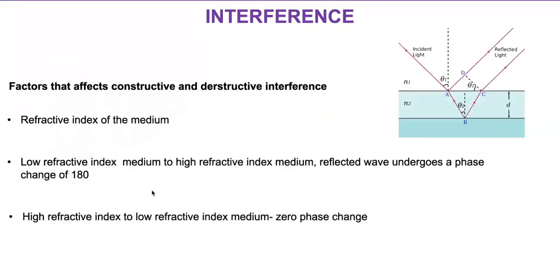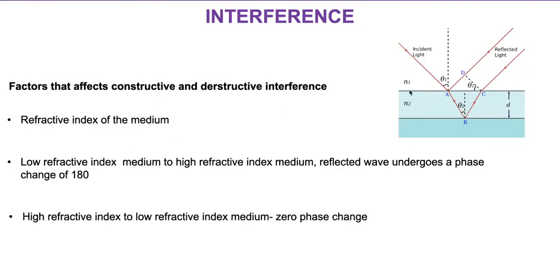So essentially, if you have alternating low and high refractive index layers, you are able to generate a pattern that will give you a color. There are three different factors it depends on: one is the refractive index of the medium, the number of layers, and the thickness of the layers.